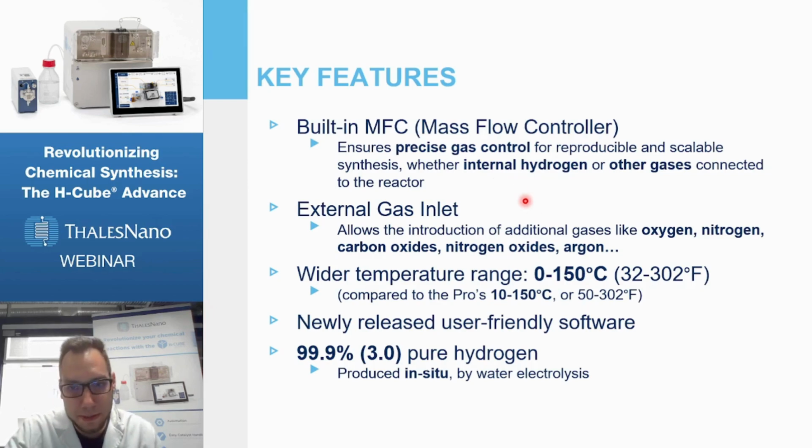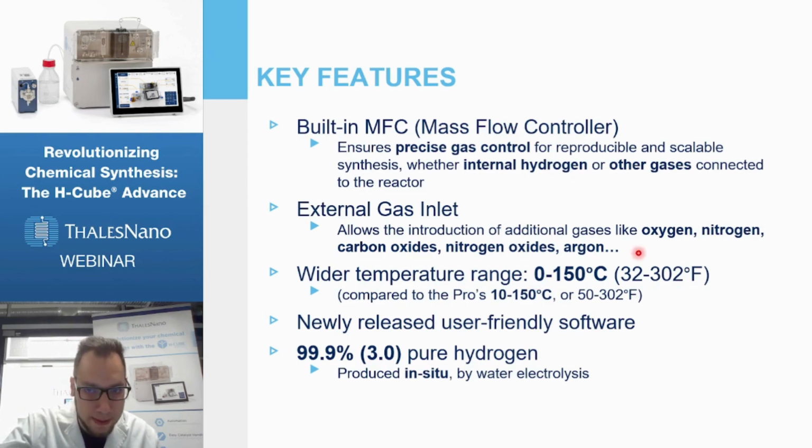And also the temperature range has been extended, because the H-Cube Pro used to be able to cool down the reaction mixtures to 10 degrees C. And we have improved this cooling with a new generation Peltier element as well. And now it can achieve 0 degrees as well.